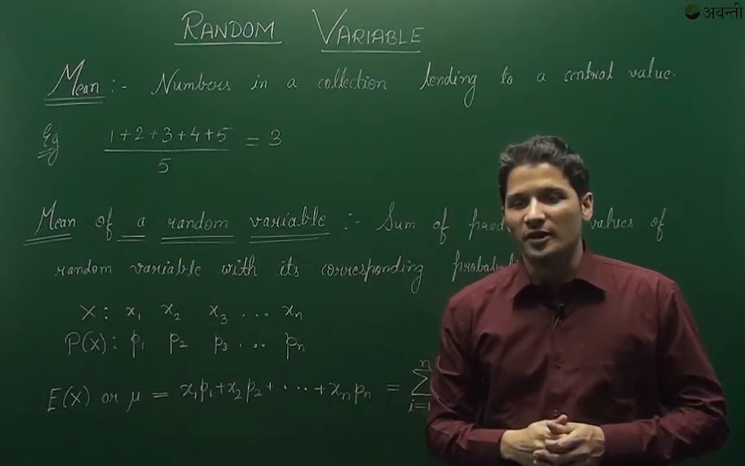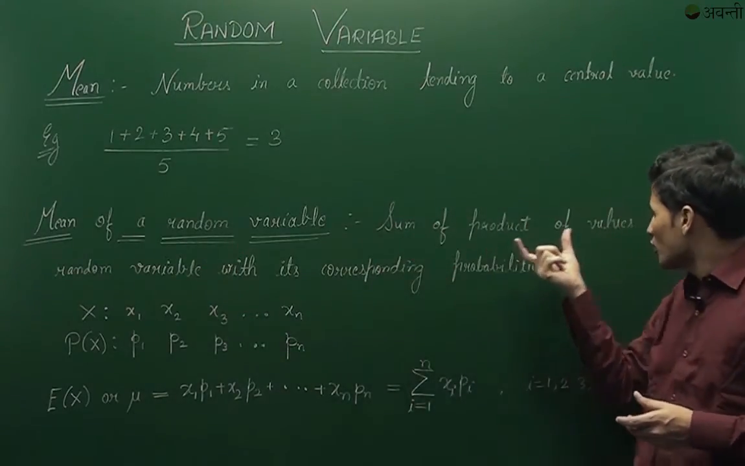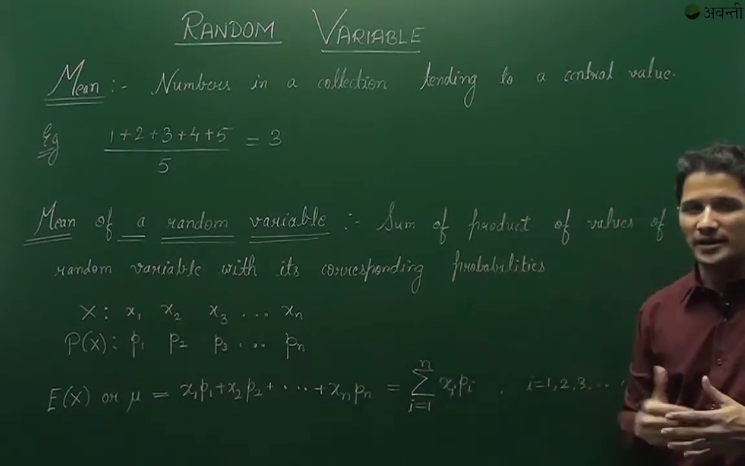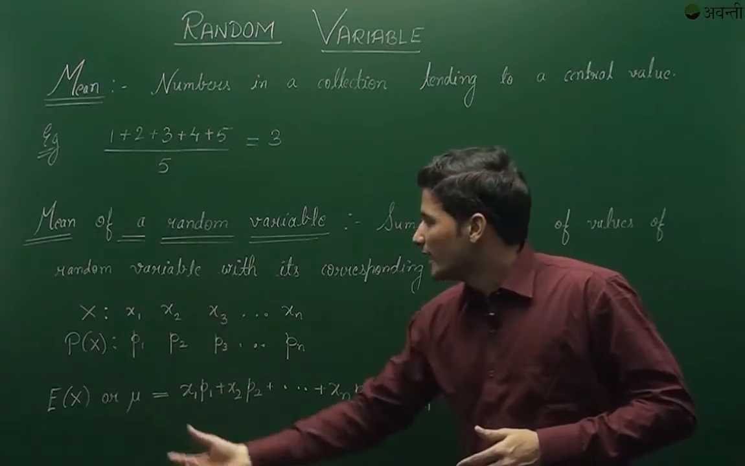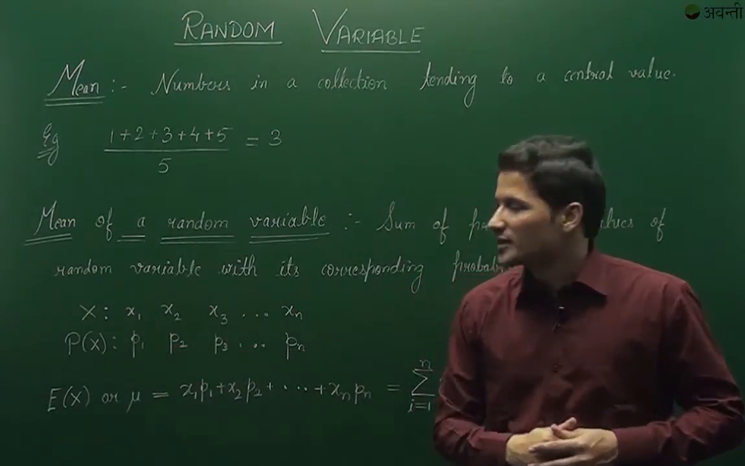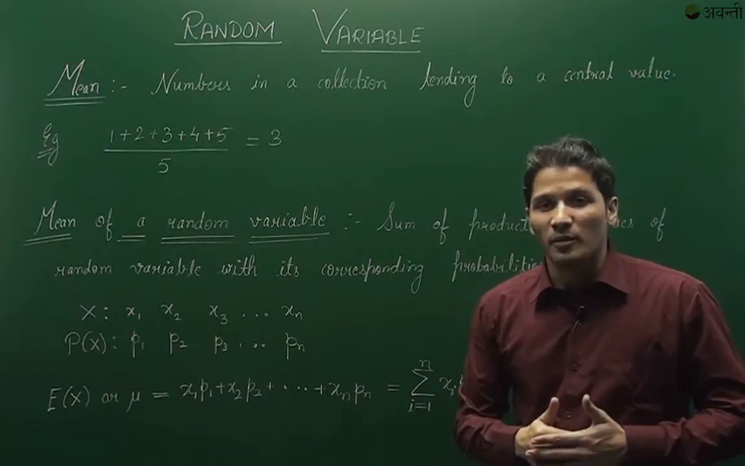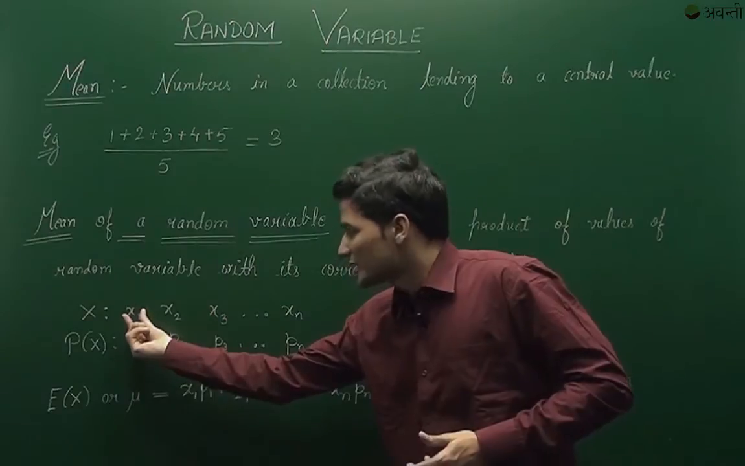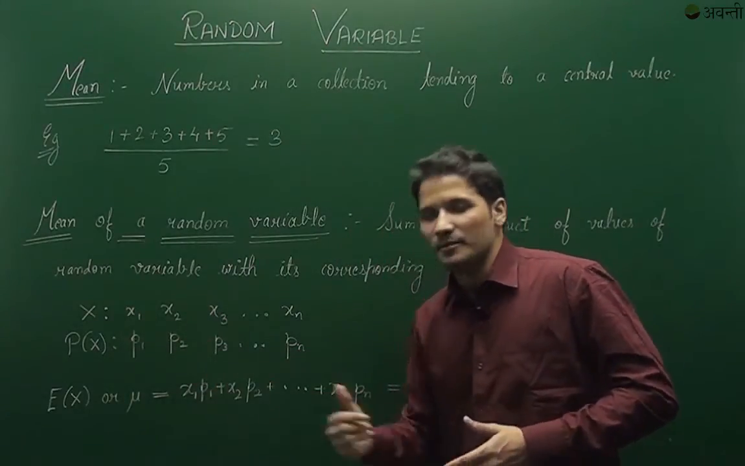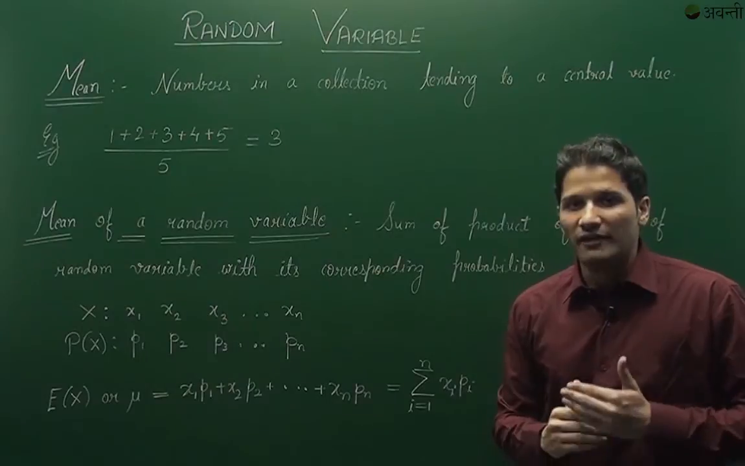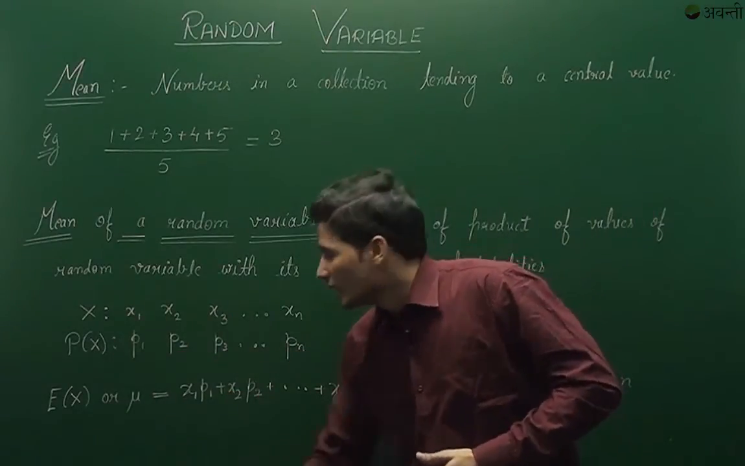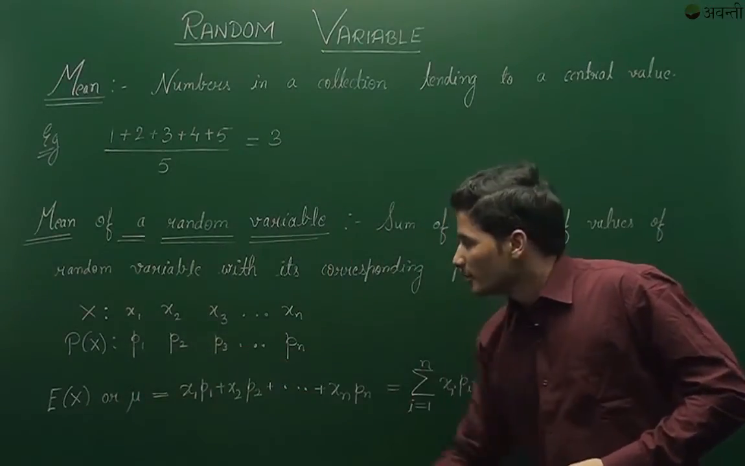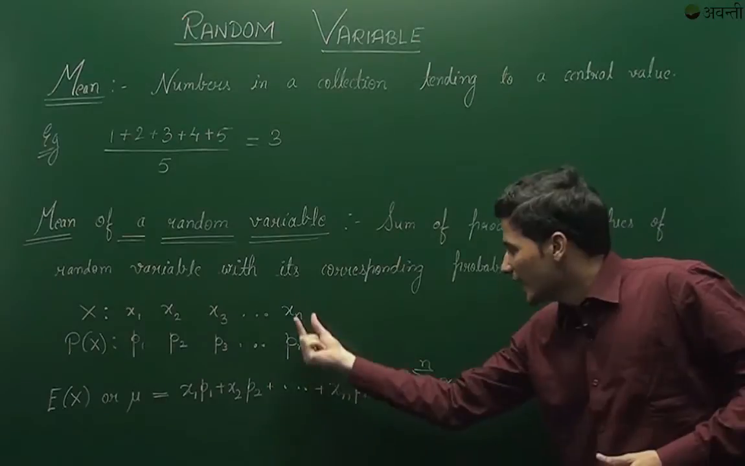So in case of random variable, mean is sum of product of values of random variable with its corresponding probabilities. For example, suppose we have a random variable x, and its different values are x1 to xn, and its corresponding probabilities are p1 to pn. Then we have to multiply each of these numbers with its corresponding probabilities, and then we add them. So the mean value of random variable x, or expected value of random variable x, or we can say it mu, is equals to x1 into p1 plus x2 into p2, and so on till xn into pn.